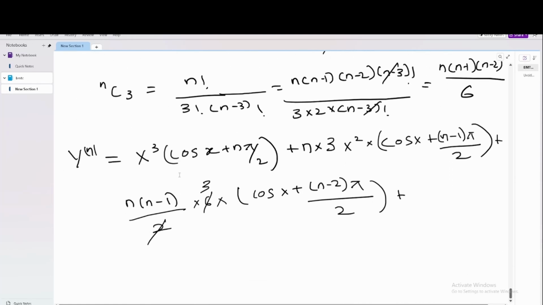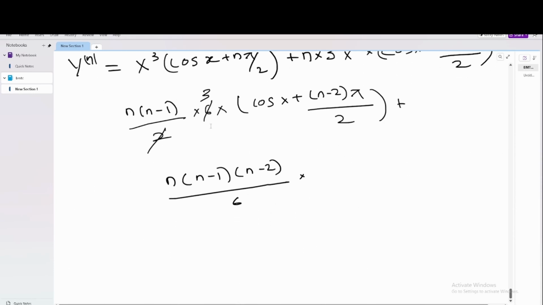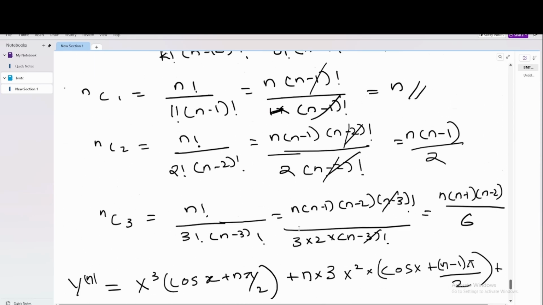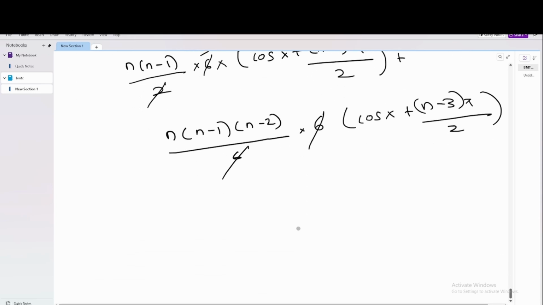nC3 is equal to n into n minus 1 into n minus 2, the whole divided by 6, into u raised to 3 is equal to 6, into 6, here 6 cancel, into v raised to n minus 3. v raised to n minus 3 is cos x plus n minus 3 into pi by 2. So we can rewrite it neatly.